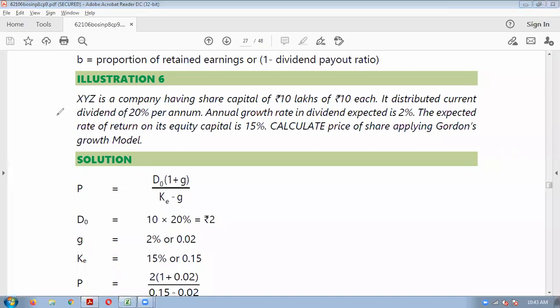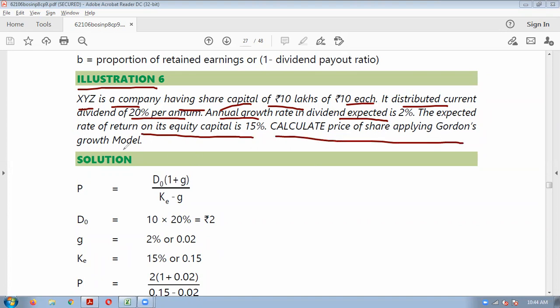Read this illustration. Illustration number 6. XYZ is a company having share capital of rupees 10 lakhs, rupees 10 each, distributed current dividend of 20 percentage per annum. Annual growth rate is 2 percentage. Expected return on equity is 15 percentage. Calculate the price by applying the Gordon growth model.